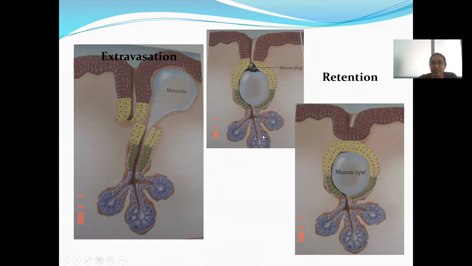The second category is the retention type. Here there is a calculus, a mucus plug or any scar tissue which is obstructing the duct. There is no cut in the duct, but there is obstruction of the duct. So whatever saliva is secreted gets accumulated in one particular region. That is what we call a mucus retention cyst or a mucocele.